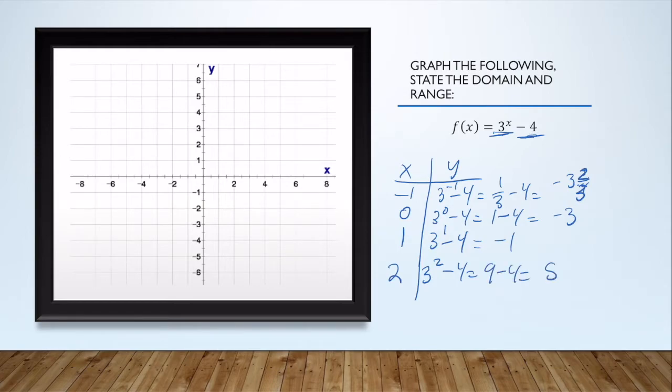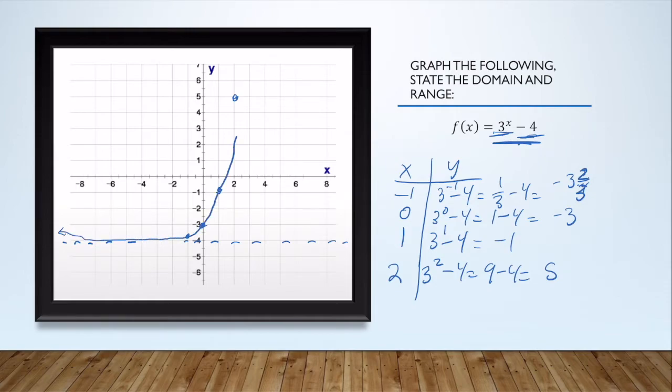My graph has been shifted down 4, so this becomes our new horizontal asymptote. So here we have our horizontal asymptote we cannot cross. I have when x is -1, y is -3 and 2/3. When x is 0, y is -3. When x is 1, y is -1. And when x is 2, y is 5. So here's our exponential function.